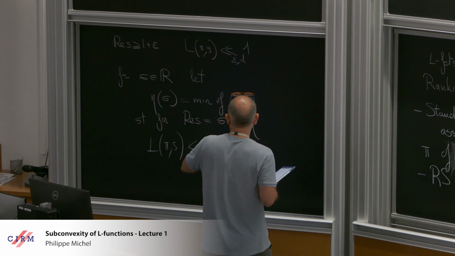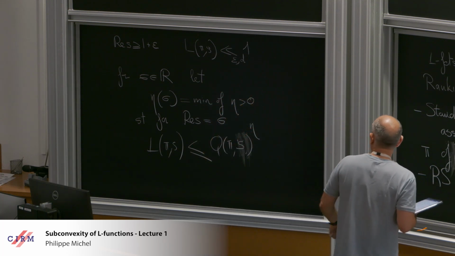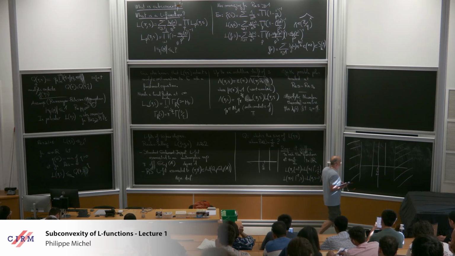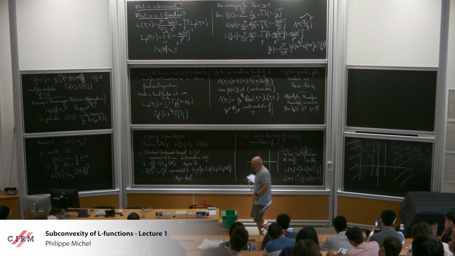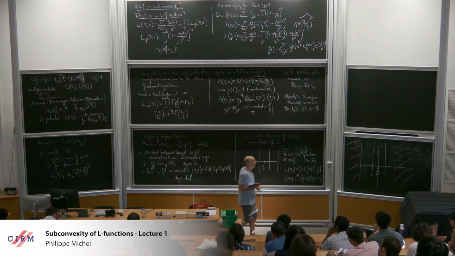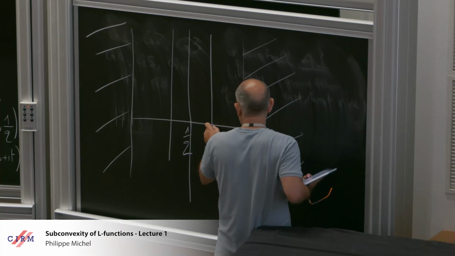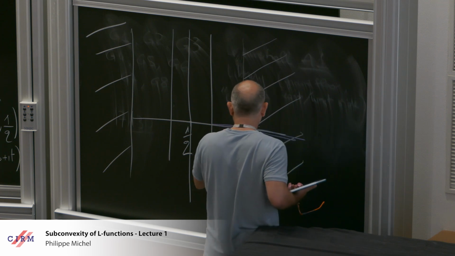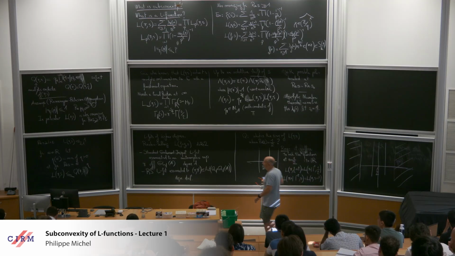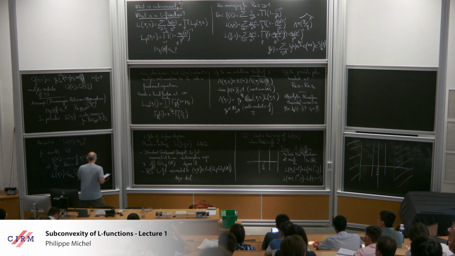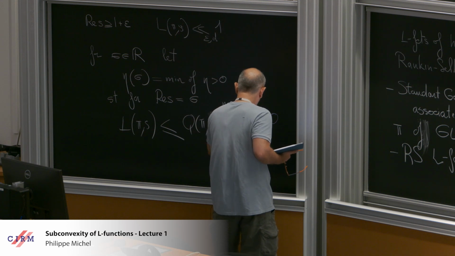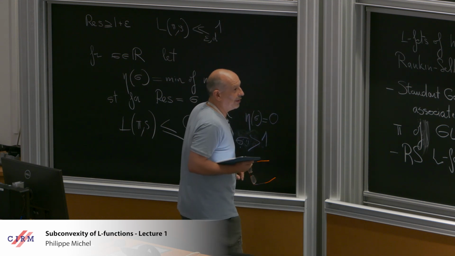And then what I have just said is that if I make the Ramanujan-Peterson assumption, my function eta sigma is zero when real part of s is strictly bigger than one, for sigma strictly bigger than one.